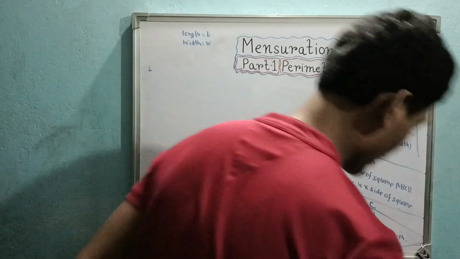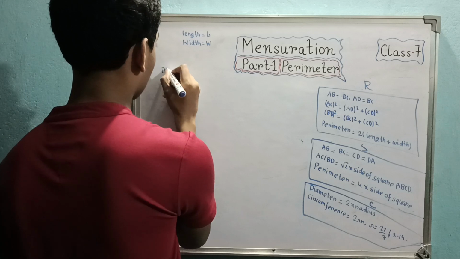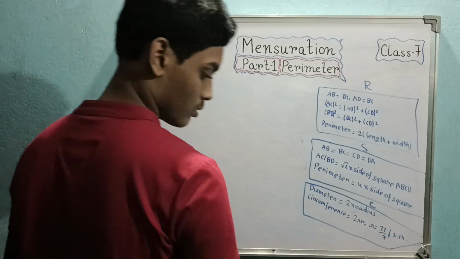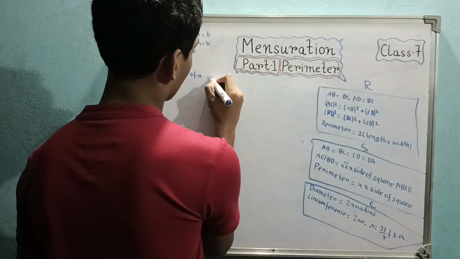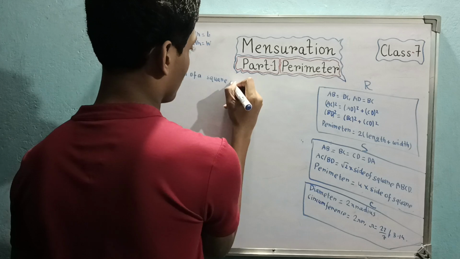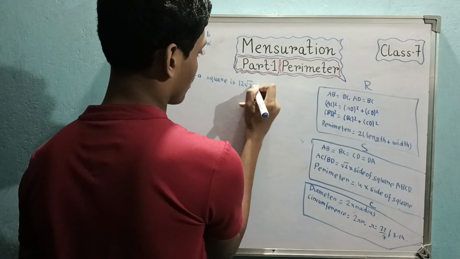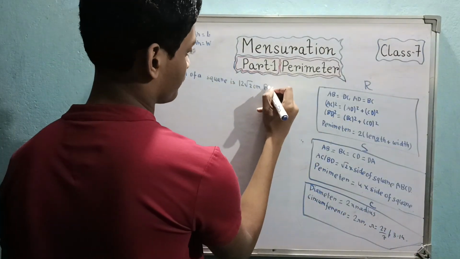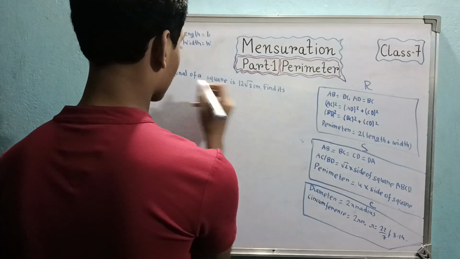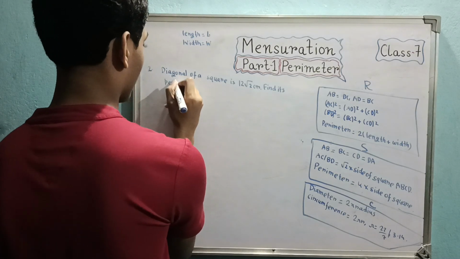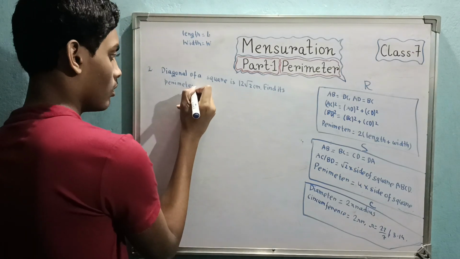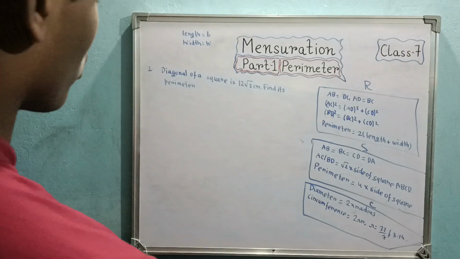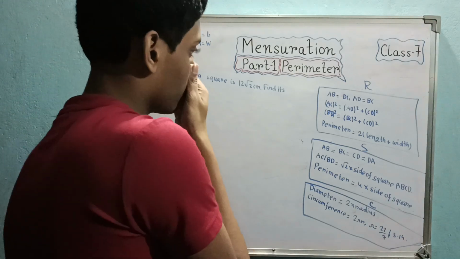Question 2. Diagonal of a square. Now we are in the game. Diagonal of a square is 12 root 2 centimeter. Find its perimeter. Okay. We know that we can find out the perimeter of a square using its sides, but that is not the case. They are given the diagonal of a square.